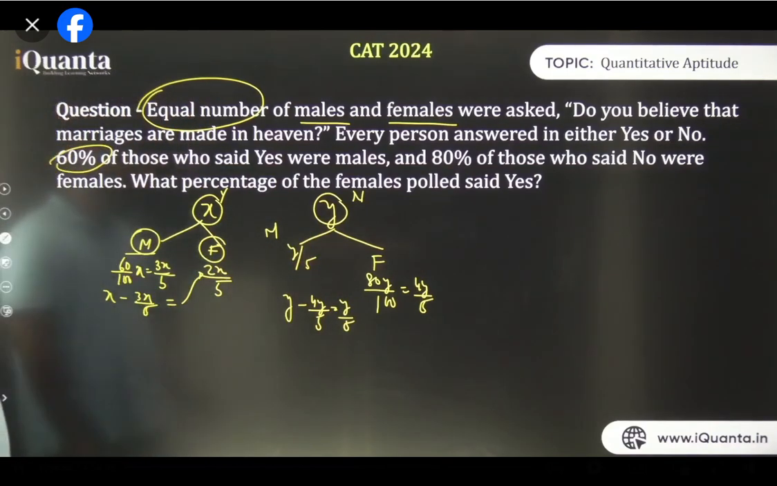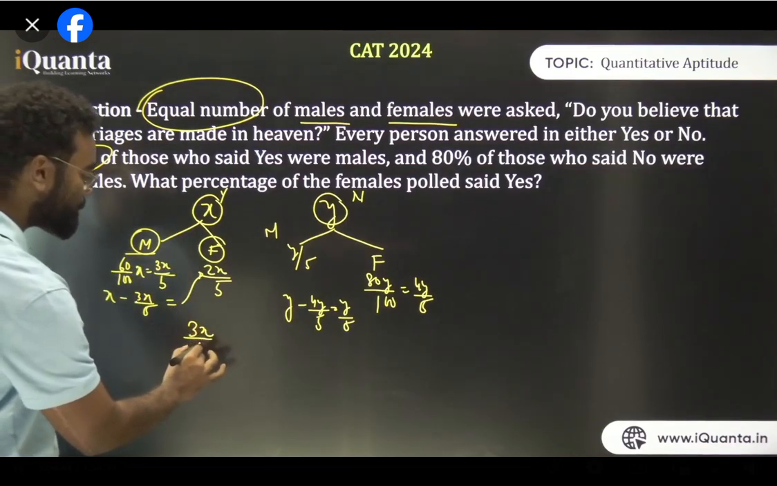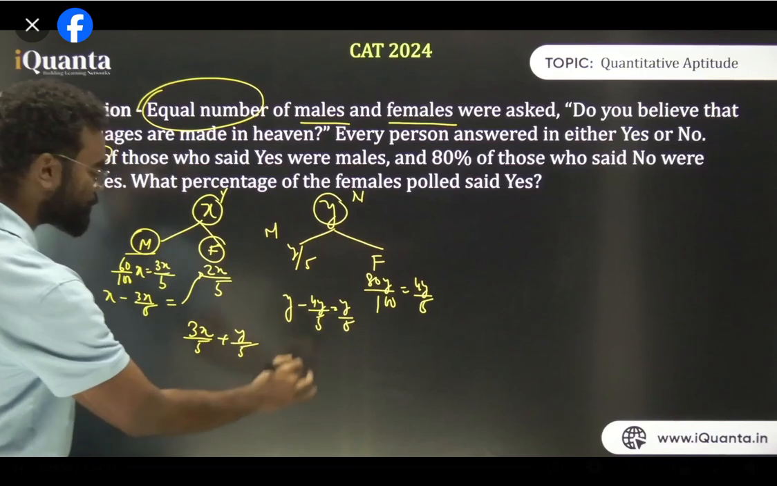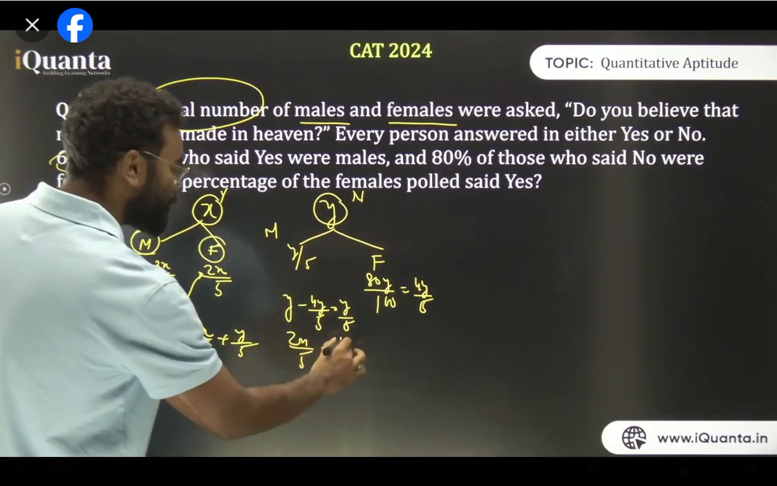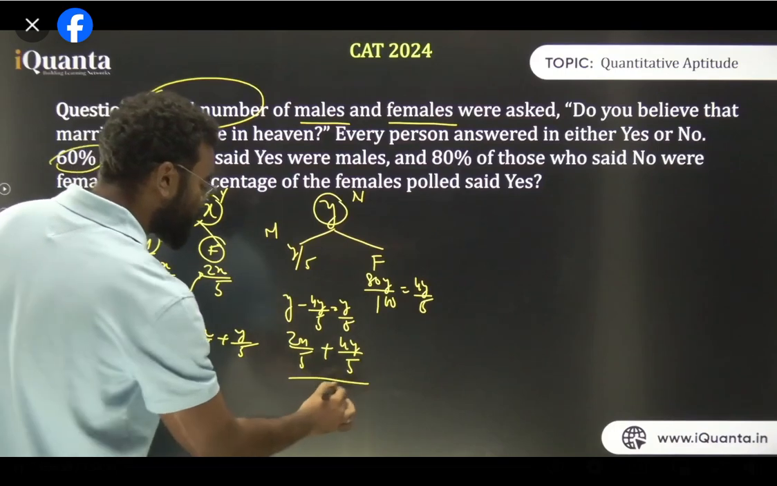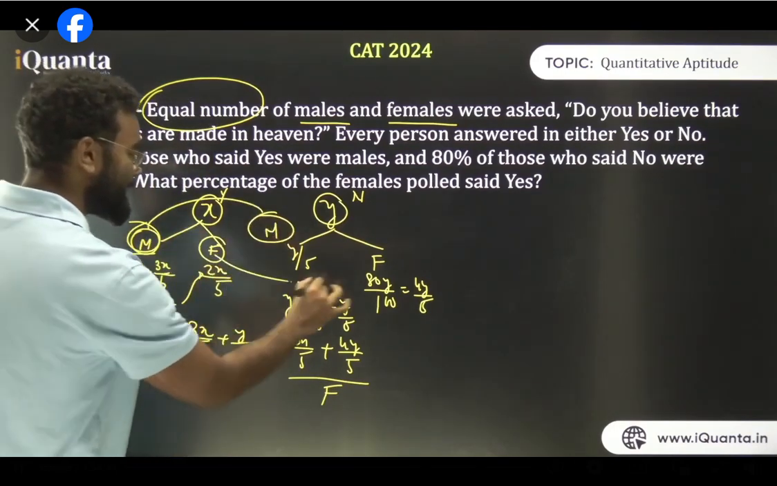Now it is said that the total number of males is the same as the total number of females. The total number of males is 3X upon 5 plus Y upon 5. The total number of females is 2X upon 5 plus 4Y upon 5. So I'm adding this and this together, and this and this together.